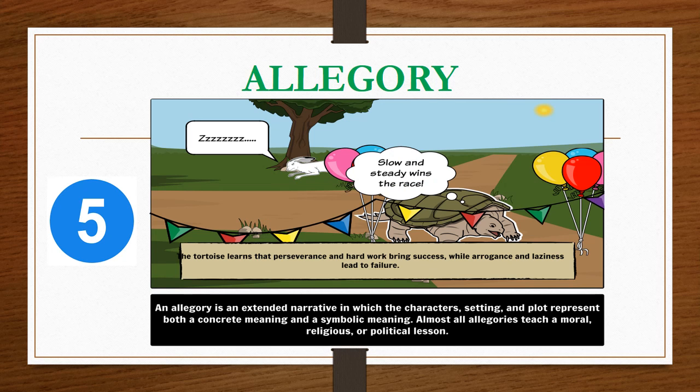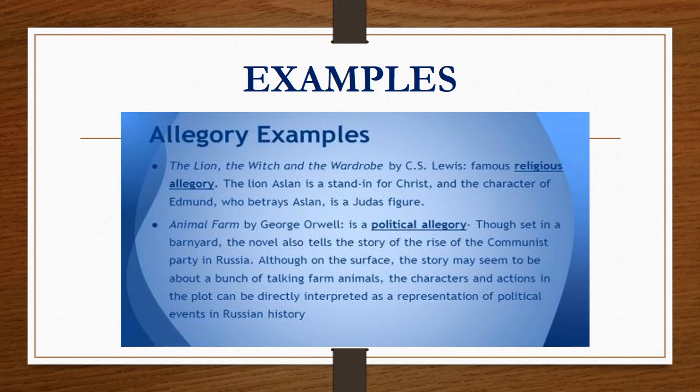Now, let's go to allegory. An allegory is an extended narrative in which the characters, setting, and plot represent both a concrete meaning and a symbolic meaning. Almost all allegories teach a moral, religious, or political lesson. For example, from the fable The Tortoise and the Hare, the tortoise learns that perseverance and hard work bring success, while arrogance and laziness lead to failure.